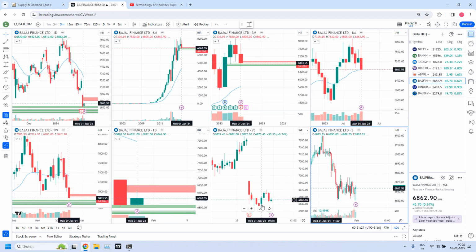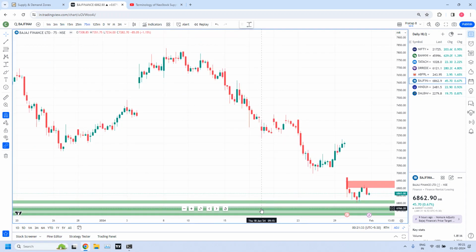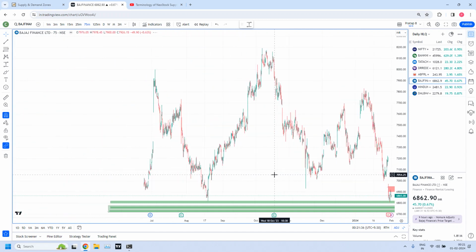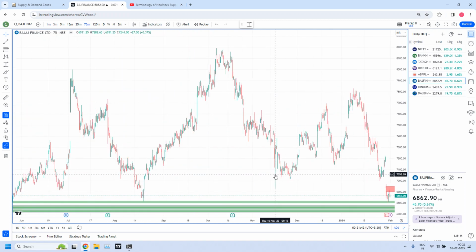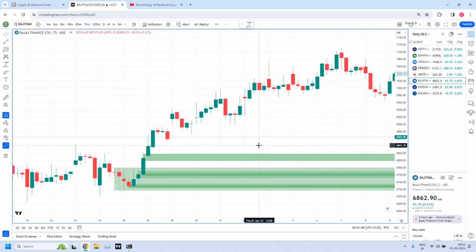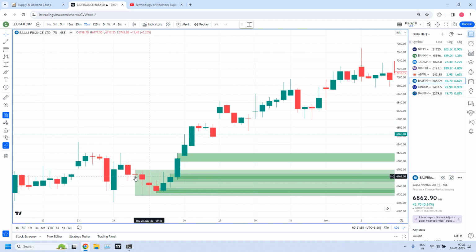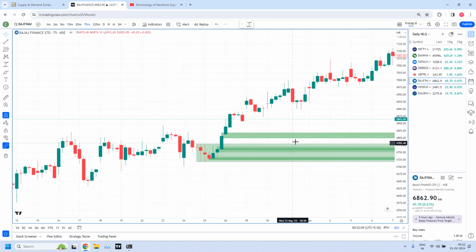Bajaj Finance is a 75 minutes zone. Is it 75? We have a drop, 1, 2, 3, 4, 5, 6 base candles and a rally candle. This is a 75 minutes demand zone. So already fine-tuned this, identified to a 15 minutes area, and inside the 15, again 5 minutes areas. We fine-tuned already, but prices did not enter into this zone.